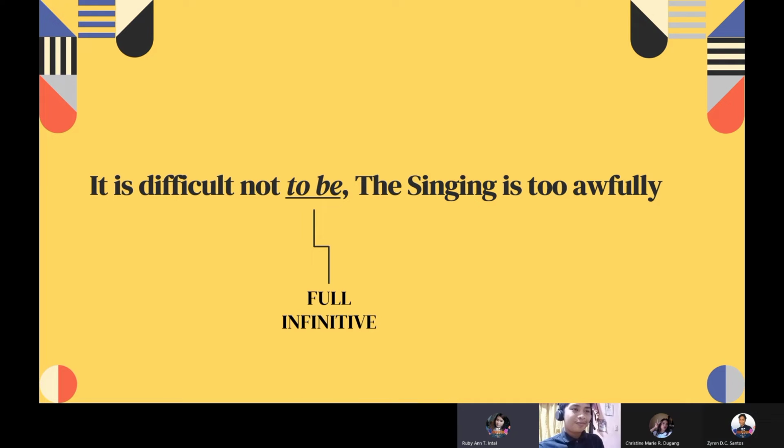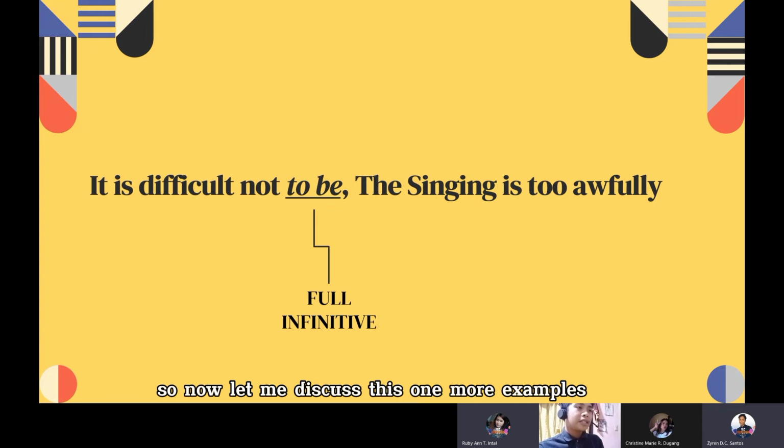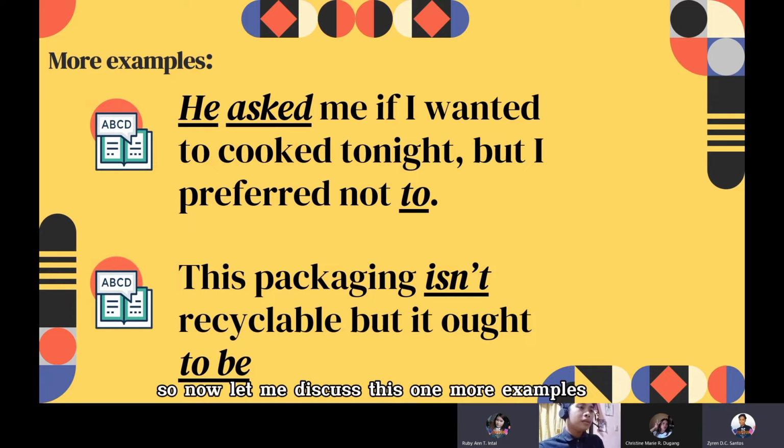Okay, there we go. So now let me discuss this one. For one more example: he asked me if I wanted to cook tonight, but I preferred not to. So for more understanding, this is the shortened infinitive, preferred not to, instead of saying not to cook tonight. And another one: the packaging isn't recyclable, but it ought to be. So the isn't here is the verb be, and for the rules, we're going to use the full infinitive as a shortened infinitive, which is the words to be. So there you go.